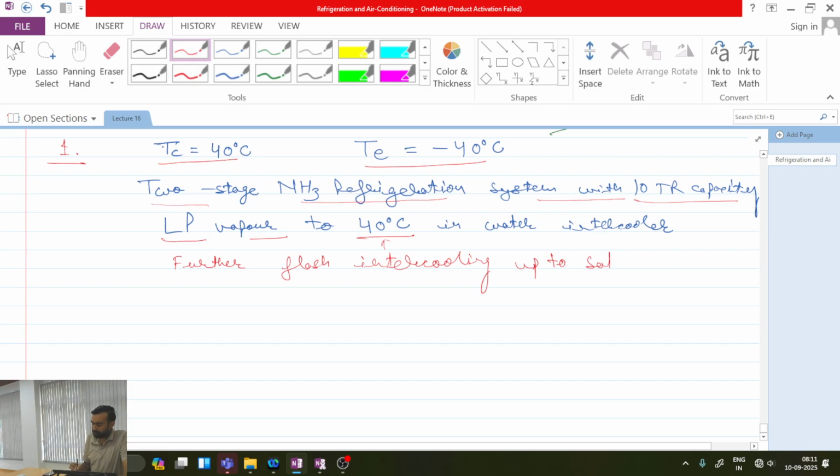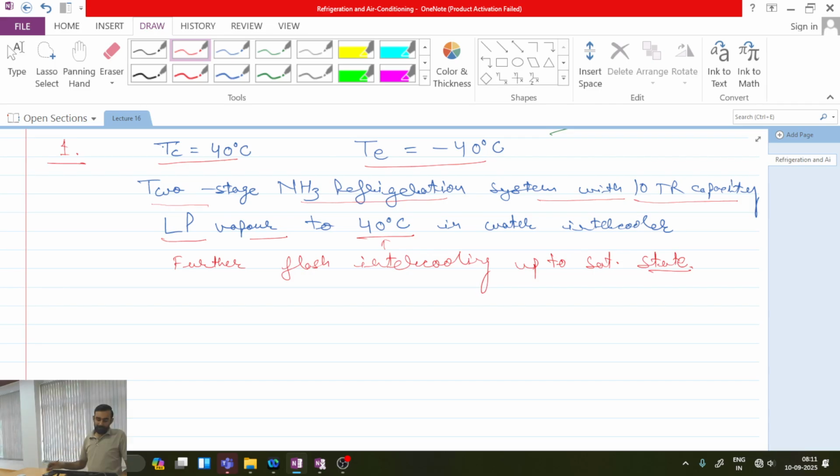Is this point clear? So it means after the water intercooler, there is a flash intercooler where whatever is going at 40 degrees Celsius is again being cooled. Okay, and we need to determine the mass flow rates, as well as the work of the compressors, COP of the system and heat rejection in the condenser. And we also need to compare the COP if instead of a two-stage cycle we use a single stage cycle.